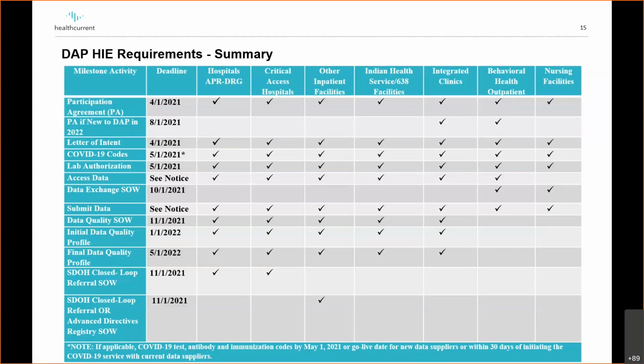Now moving over to the behavioral health outpatient, you'll notice here, we've got the participation agreement, the letter of intent, again, those COVID-19 codes, lab authorization, access to our data, and then data exchange. And let's see, nursing facilities. You guys are new to DAP this year, so there's no "if" in there as far as the HIE requirements go, but if we do not already have a participation agreement signed with you, we would need that, the letter of intent, lab authorization, data exchange, and submit data. In the next few slides, we'll go over the milestones in more detail and the timeframes.